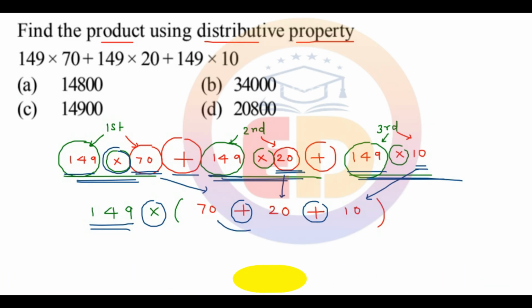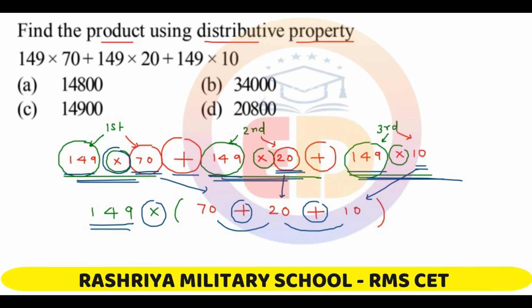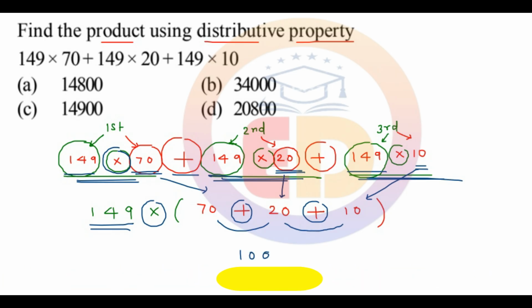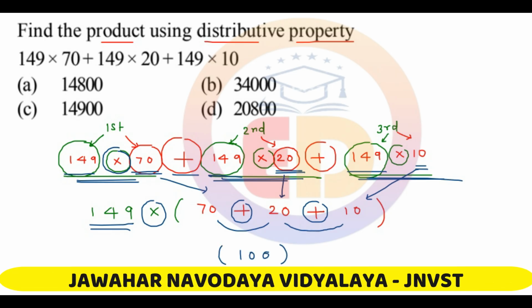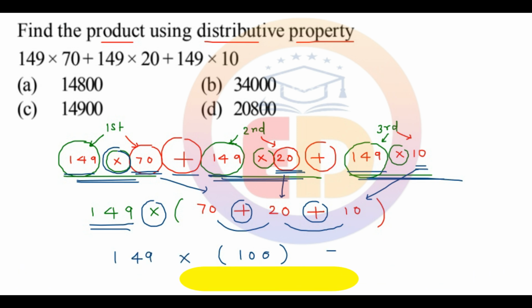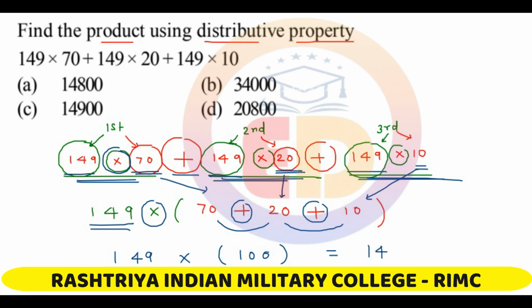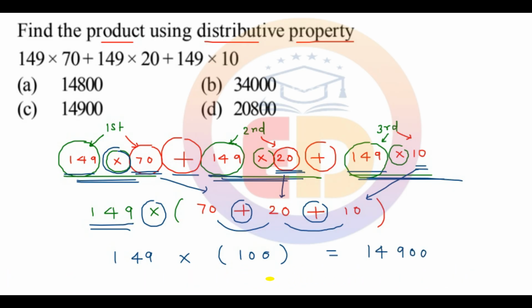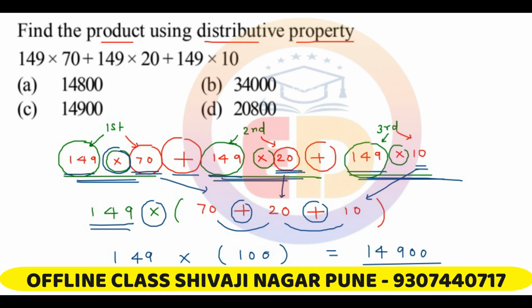अब हम 70 प्लस 20 90, 90 प्लस 10 इज 100, और इसमें अब हमें मल्टीप्लाई कर लेना है 149. 149 मल्टीप्लाइड बाय 100 इज 14,900. माय आंसर इज ऑप्शन नंबर सी.